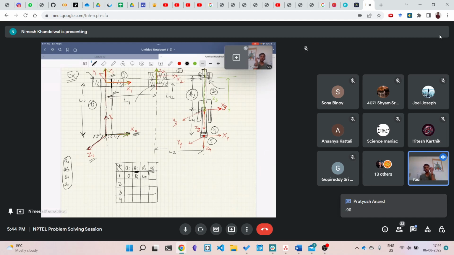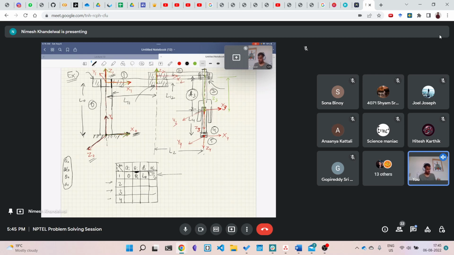Okay, you need to rotate about x0 such that z0 coincides with z1. So this angle is minus 90 degrees, or minus pi by 2 radians. Now you have 4 parameters for link 1. Similarly, we can write parameters for link 2, link 3, link 4, if you have considered your end effector. Link 4 is our end effector itself, but if you attach any different frame even after 4, you can do this.